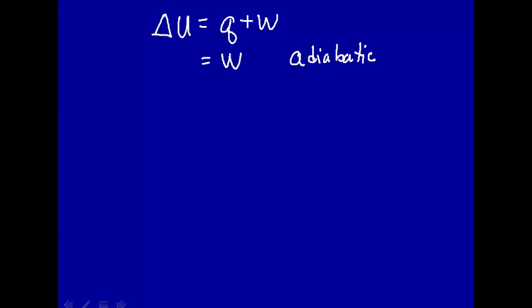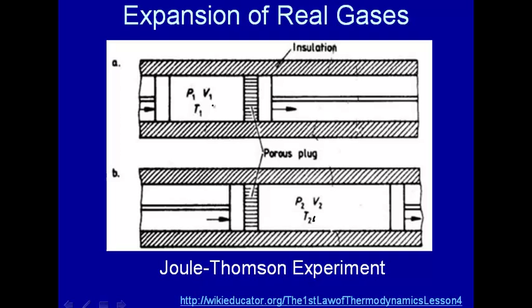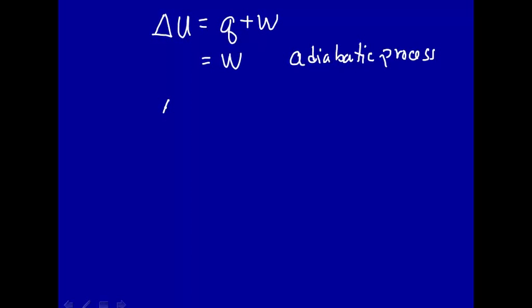In other words, all this is insulated here, so there's no heat flowing to or from this chamber. And down here, this is all insulated, no heat flowing to and from this chamber. So essentially we have two adiabatic chambers. Let's look at the change in internal energy, ΔU. I claim that's equal to the internal energy of the second chamber minus the internal energy of the first chamber.